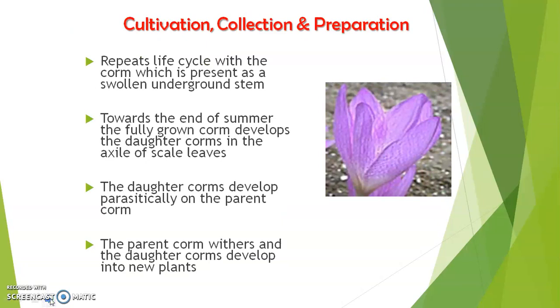Cultivation, collection, and preparation of Colchicum. Repeat life cycle with the corm, which is present as a swollen underground stem. Towards the end of summer, the fully grown corm develops the daughter corm in axil of scale leaves. The daughter corm develops parasitically on the parent corm. The parent corms wither and daughter corms develop into the new plant.